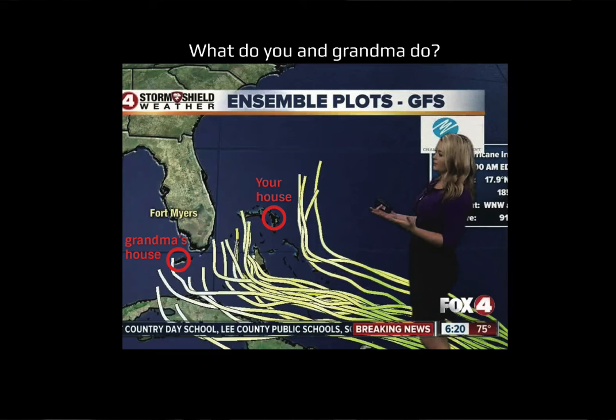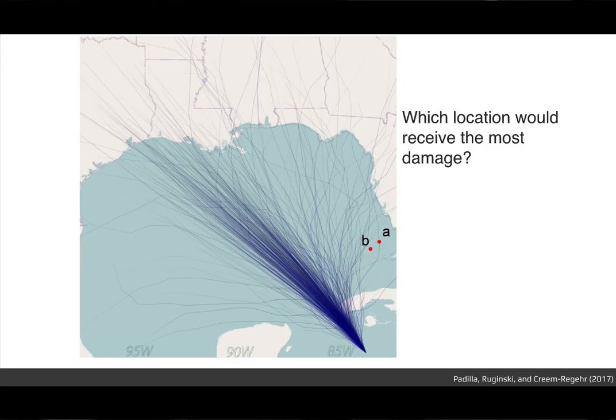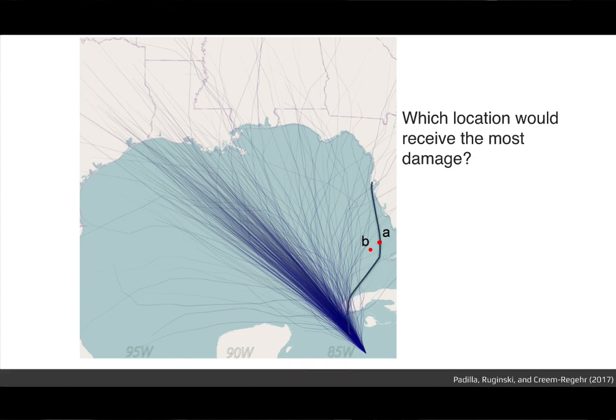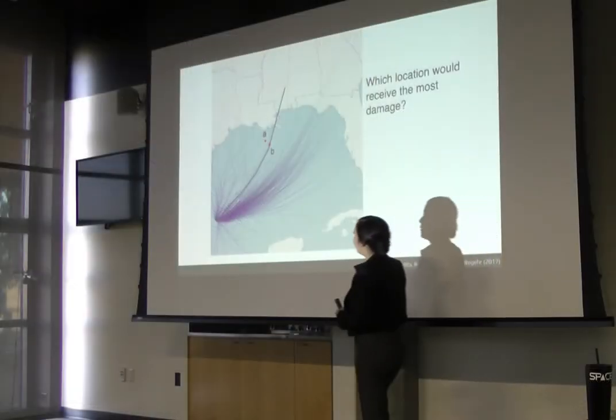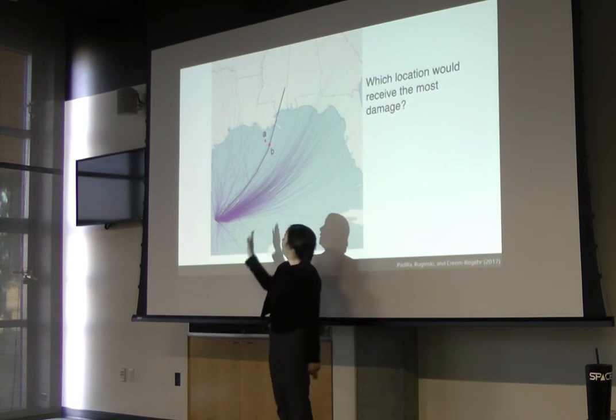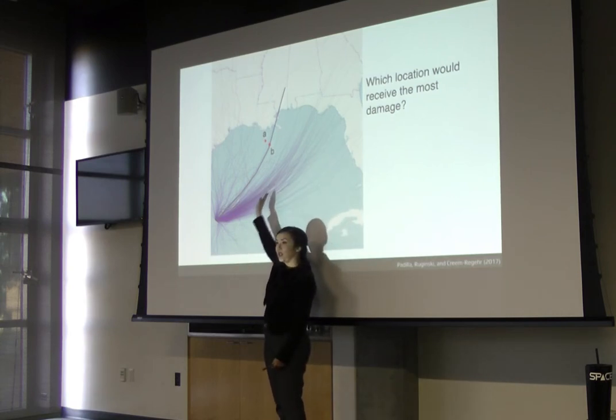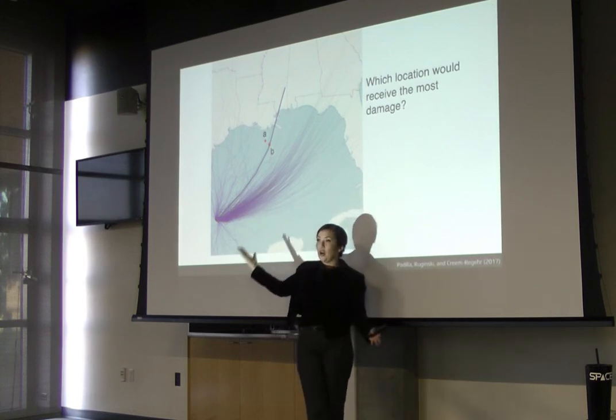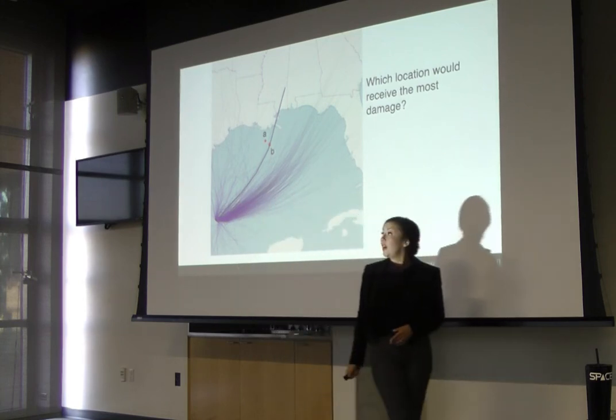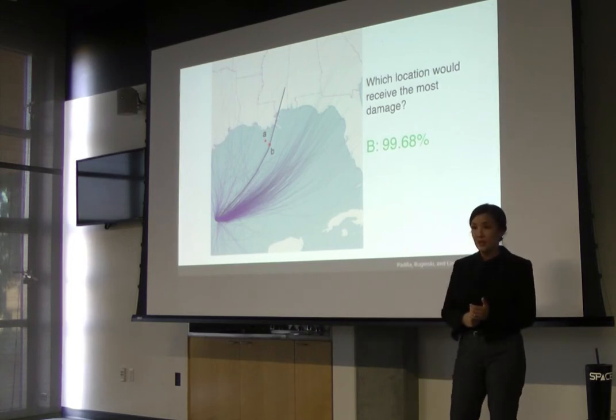Okay, so we proposed a similar scenario to people in our lab. We showed an ensemble visualization with 2 locations, and we always had one of the locations directly hit by an ensemble member. And we asked, which location would receive the most damage, location A or B? Now, if people were to believe that areas closer to the center of this distribution should receive more damage, they would say B almost 100% of the time. And yes, we find people say B almost 100% of the time.